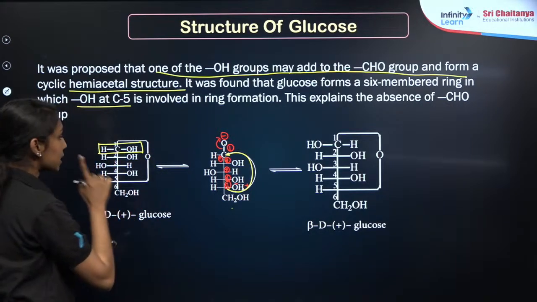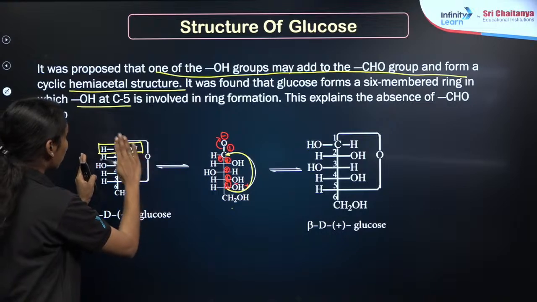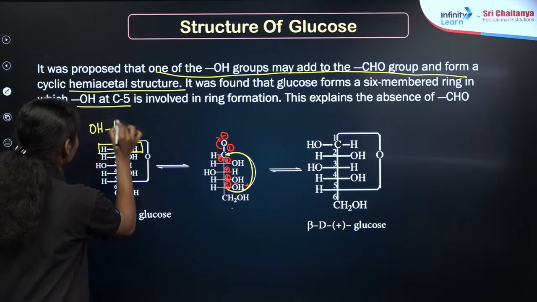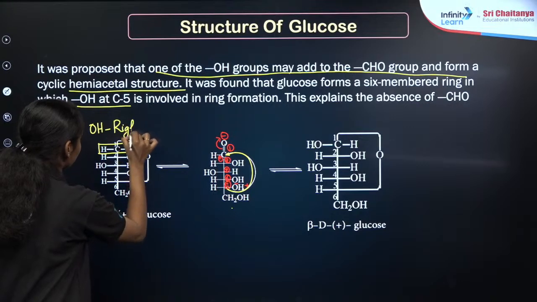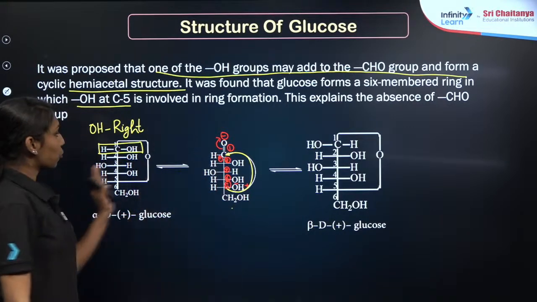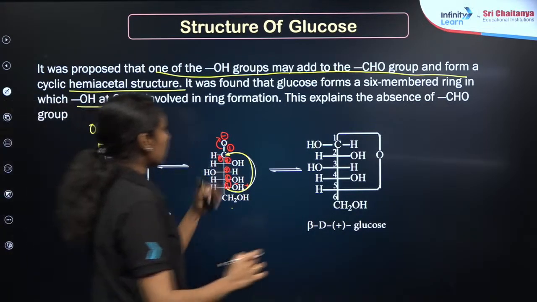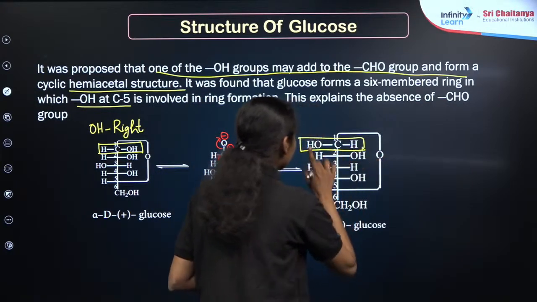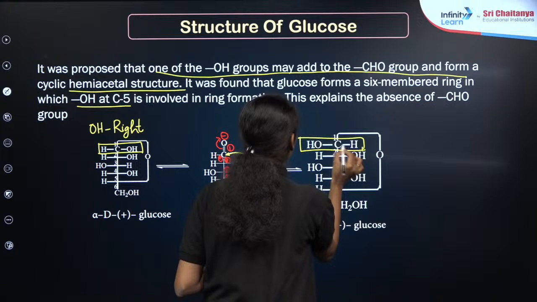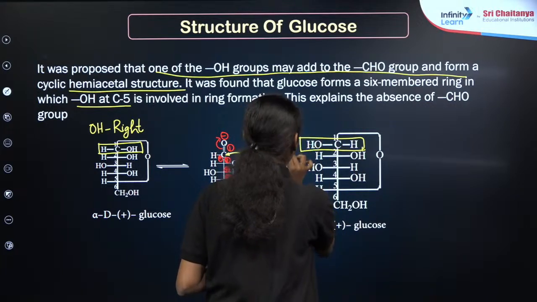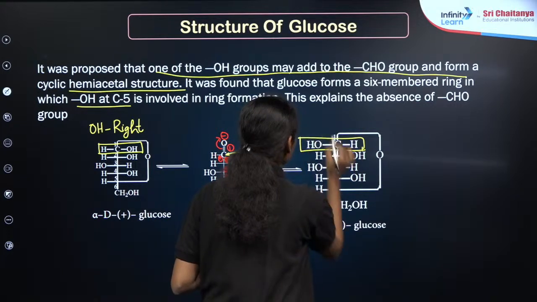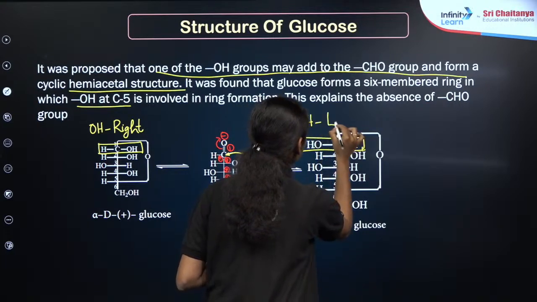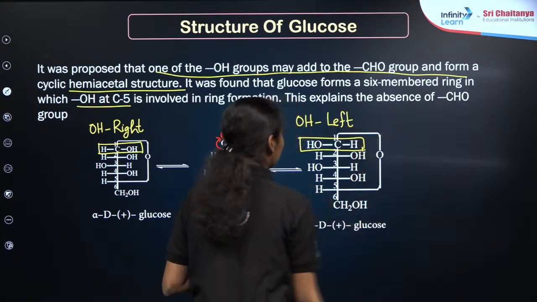If you focus on the first carbon atom only, you can say that here the OH group is on the right side, and here the OH group is on the left side. So the isomers having different configuration at the first carbon atom are known as anomers. Here it is alpha D plus glucose and here it is beta D plus glucose. Clear?